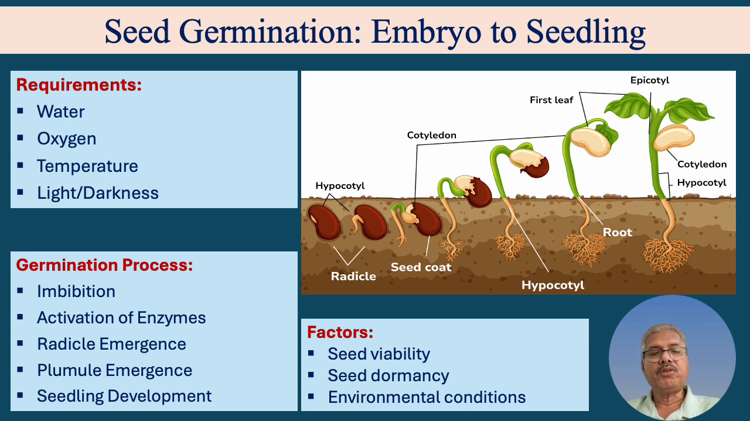Some of the factors which influence seed germination include seed viability, that is the ability of the seed to germinate. Seed dormancy, as discussed earlier, is the internal condition that prevents germination. And environmental conditions like temperature, moisture, light, and oxygen availability.